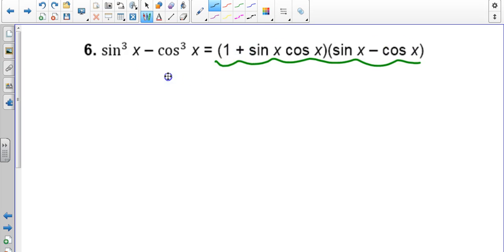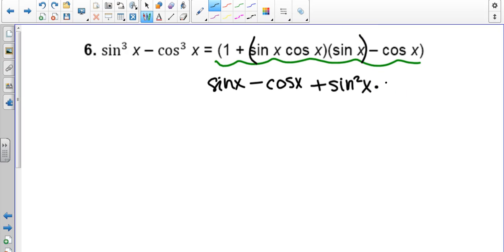Okay, FOIL this right-hand side. 1 times sine is sine theta. 1 times negative cosine? Negative cosine x. Sine x cosine x times sine x? Sine x squared plus cosine sine. Okay, one more time. All of this multiplied together becomes sine squared x plus cosine. No plus, right. All right, now what?